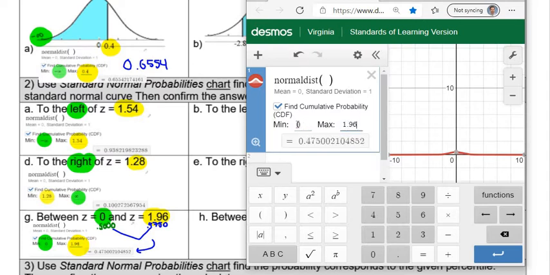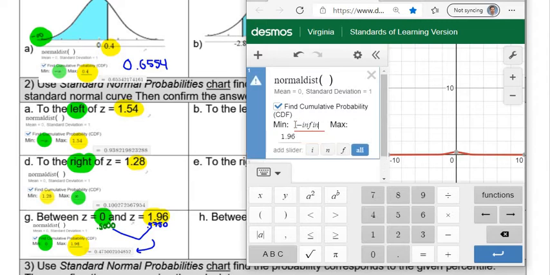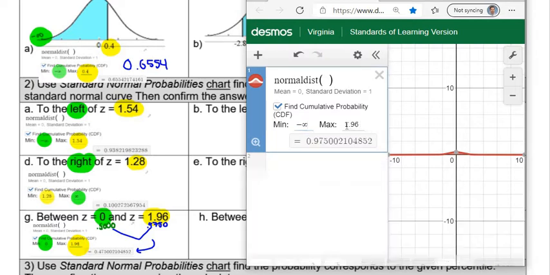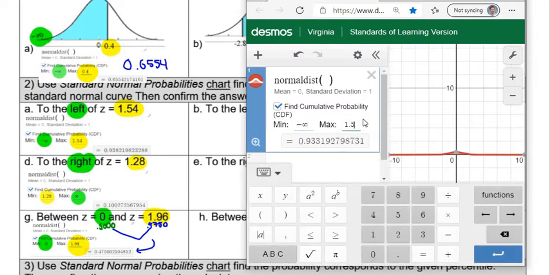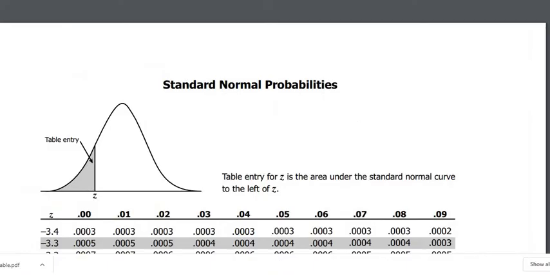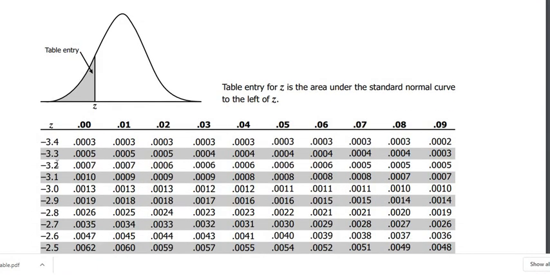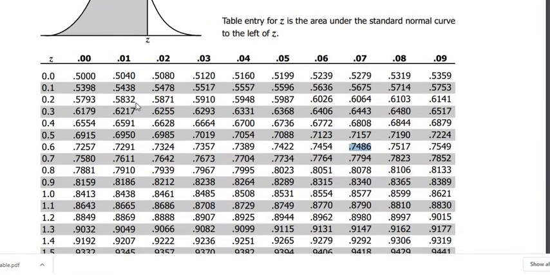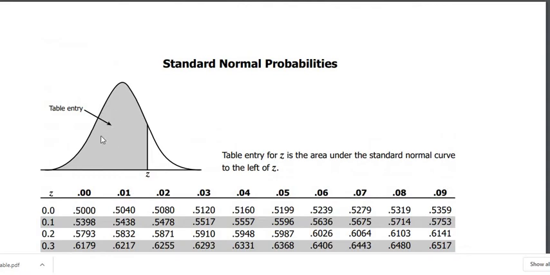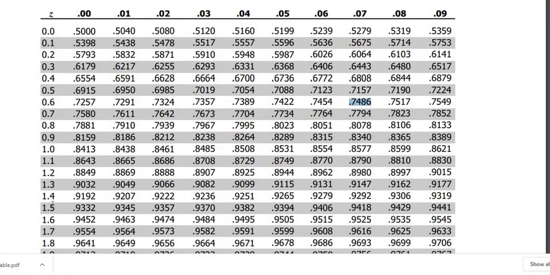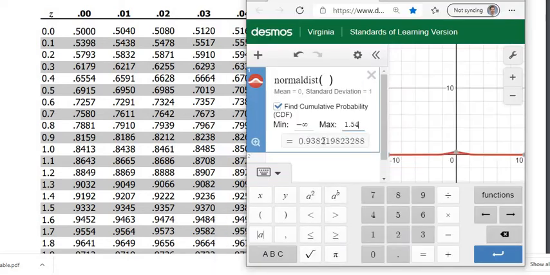So let's talk about the chart. If I had this first problem, left would be negative infinity to 1.54. What I would do on the standard normal probability chart is get the chart out and look for this value, 1.54. I don't look at the negative side. I go to the positive side, 1.54. Notice it's showing you left. It's literally saying this is a left type of chart. So I go to 1.5, go to 4, which is right here, and I get 0.9382, which is exactly the same thing as I get in Desmos, 0.9382.